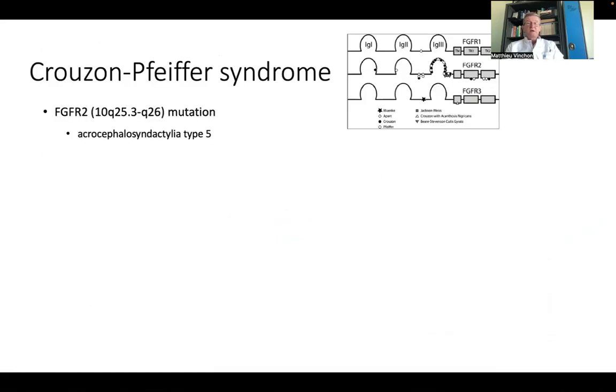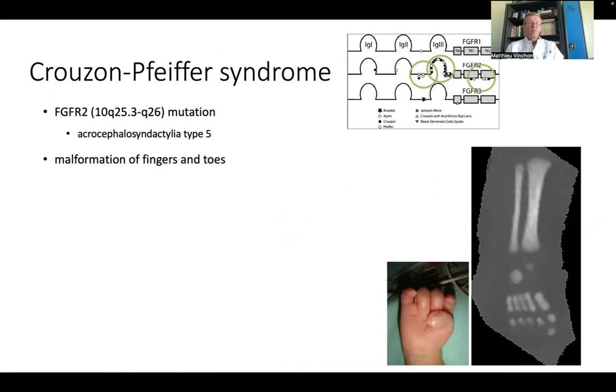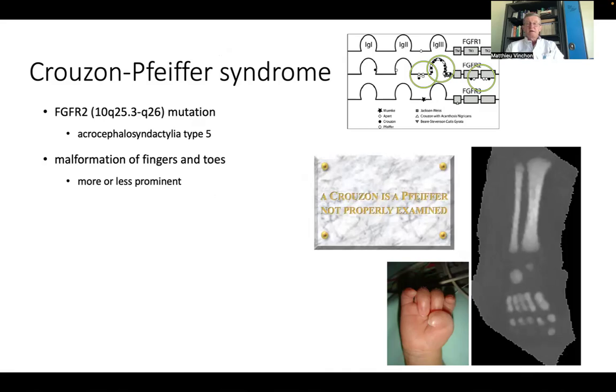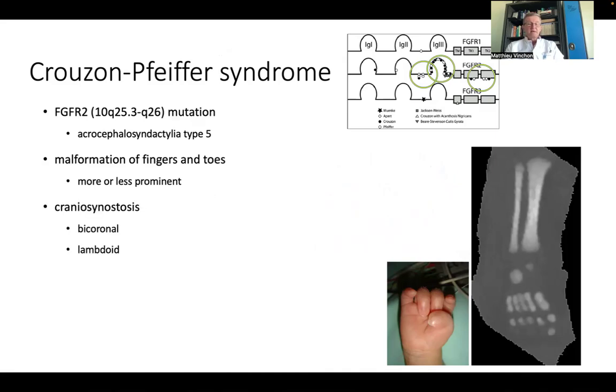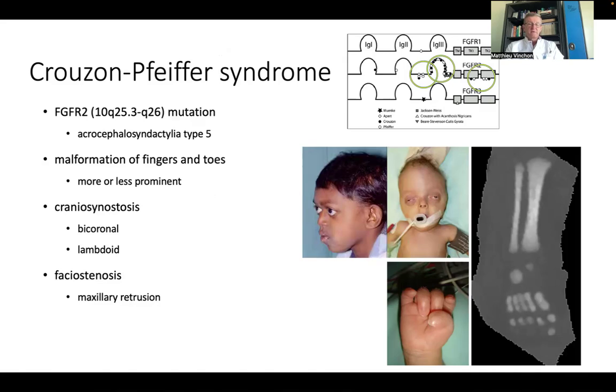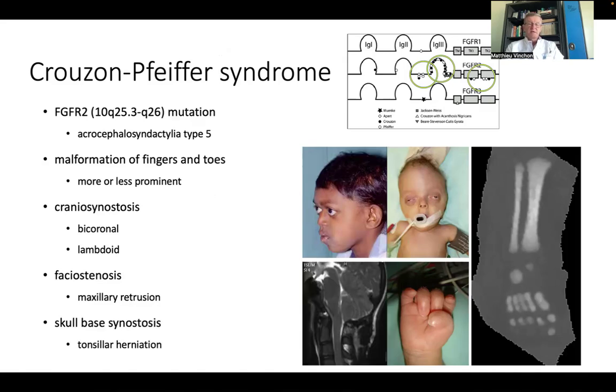Then now the genotypes. We have the classical Crouzon-Pfeiffer syndrome, because we now know that these are in fact the same disease, and these are caused by a variety of mutations of the FGFR2 gene. It gives more or less obvious malformations of the fingers, especially the thumb and the big toe, which can be seen prenatally. And basically, a Crouzon syndrome is a Pfeiffer syndrome not properly examined. That means the socks have not been removed. But basically, it's the same disease. We have a craniofaciosynostosis with a facial protrusion. We have a high tendency to skull-base stenosis with tonsillar herniation. So this is the Crouzon-Pfeiffer syndrome.